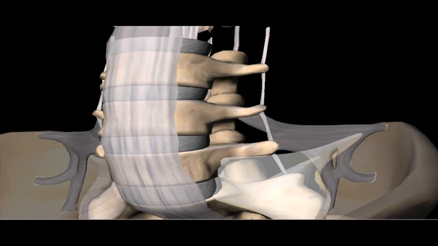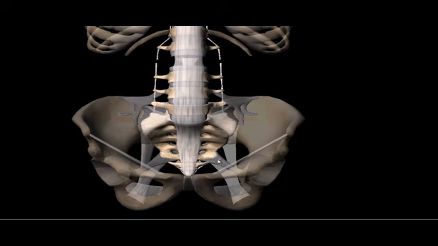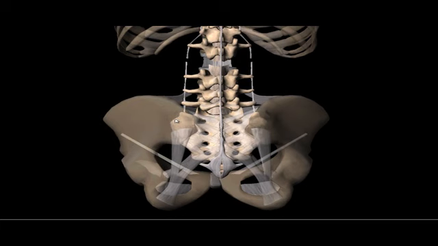Additionally, we have the sacrotuberous ligament, the sacrospinous ligament, the inguinal ligament, all providing strength and stability to the sacrum and the sacroiliac joint. Okay, so those are the ligamentous structures that are responsible for providing that stability from level to level through the lumbar and the sacroiliac joints.